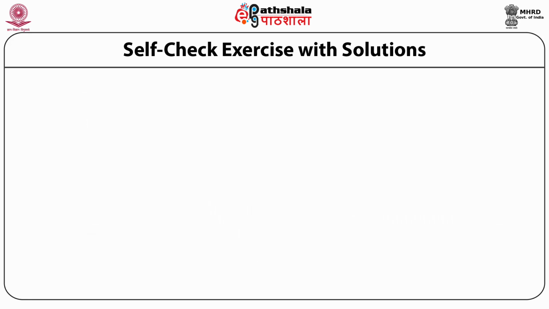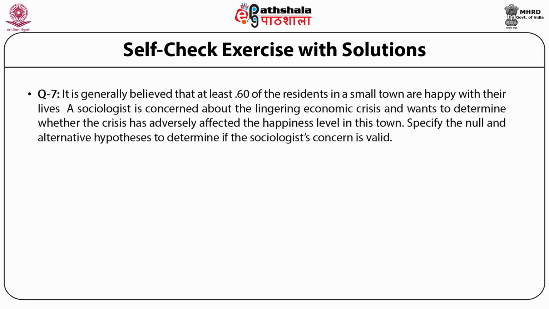One more question. It is generally believed that at least 0.6, meaning 60%. So here we are not going to use mu, we are going to use p. So why am I telling all these things, students? Because the moment you are reading data, you should be able to understand whether mu has to be used, whether p has to be used, whether they are using more than, less than, or equal to. So the moment you start reading any proposition, any claim, you should be actively involved.